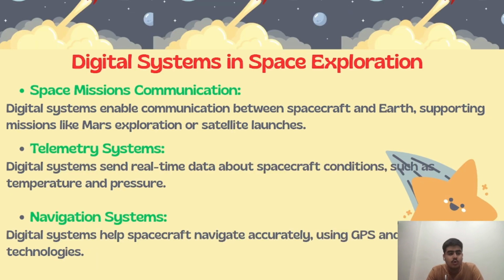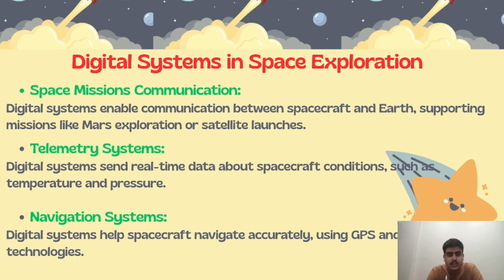Let's move on. The next is digital systems in space exploration. The topic is space mission communication. Digital systems enable communication between spacecraft and Earth, supporting missions like Mars exploration or satellite launches. The second one is the telemetry system. Obviously, we need to monitor spacecraft conditions like temperature and pressure so that we know whether the spacecraft is working efficiently, or if there is any problem, we can detect it and solve it. Next one is the navigation system.